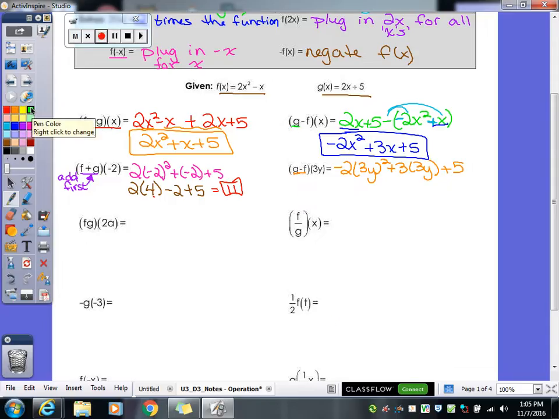So I'll take care of my exponent first. 3 squared gives me 9. And then y squared gives me y squared. And then my 3 times 3y gives me a 9y. And then plus my 5.